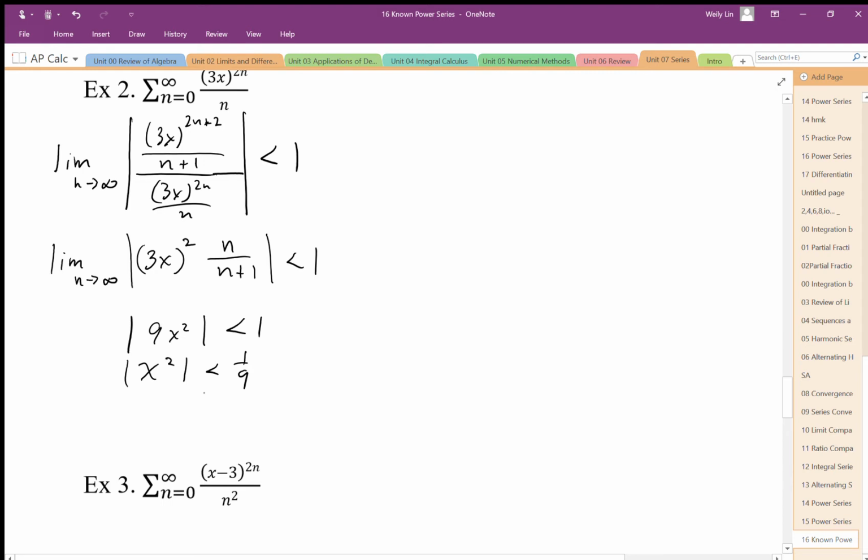So for my x radius, we know that x is going to be less than 1/3 and bigger than negative 1/3. So we need to solve that inequality for x squared. At this point, we have a radius of 1/3 centered at 0. Once we establish that, we need to test our endpoints.